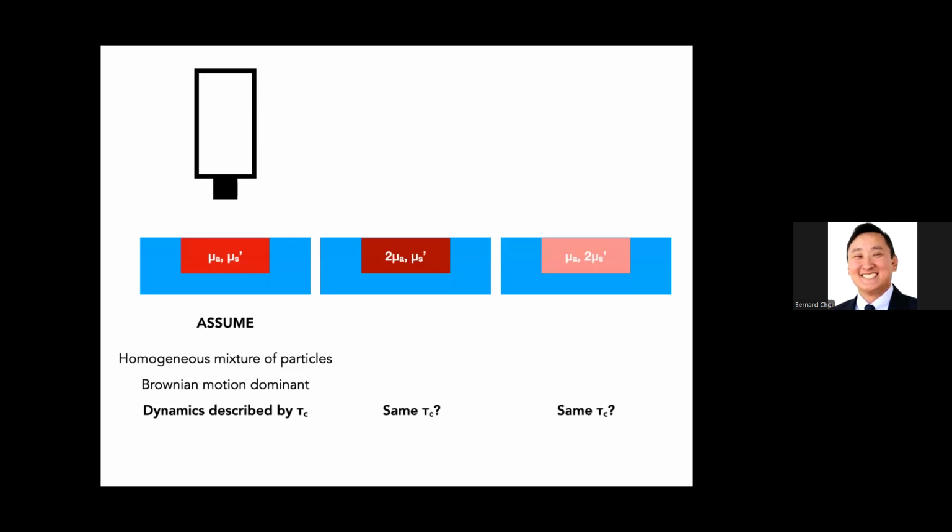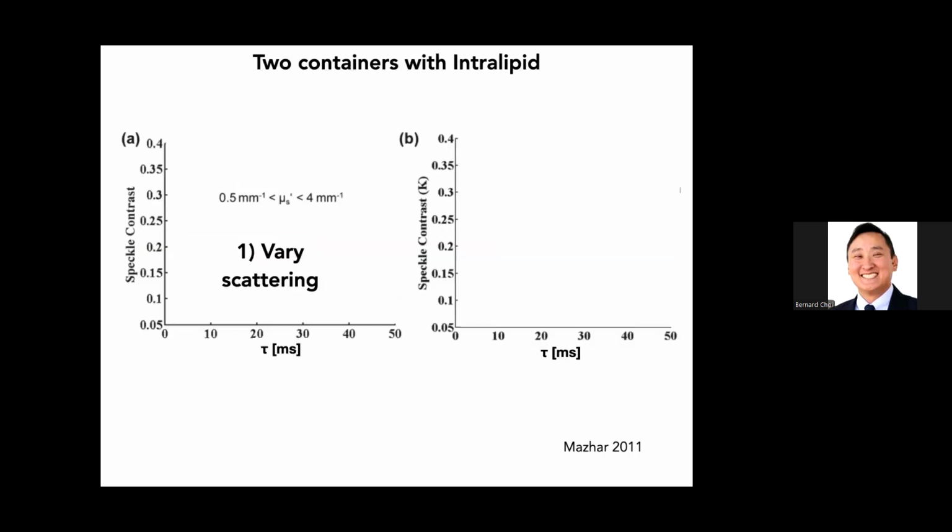Do I get the same correlation time? Ideally, yes, then we don't have to worry about this. So the fact I'm talking about it means probably not. So this is an experiment. David mentioned Aman Mazar, who is a PhD student here. Aman worked with us on this specific project, I think when he was doing a short postdoc with us. We had 2 containers with intralipid, so it's a pretty simple experiment. Just change the amount of scattering in one of them.